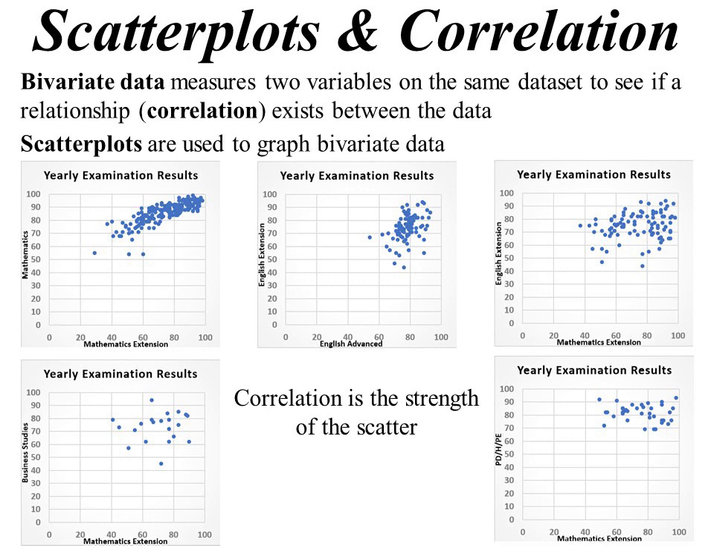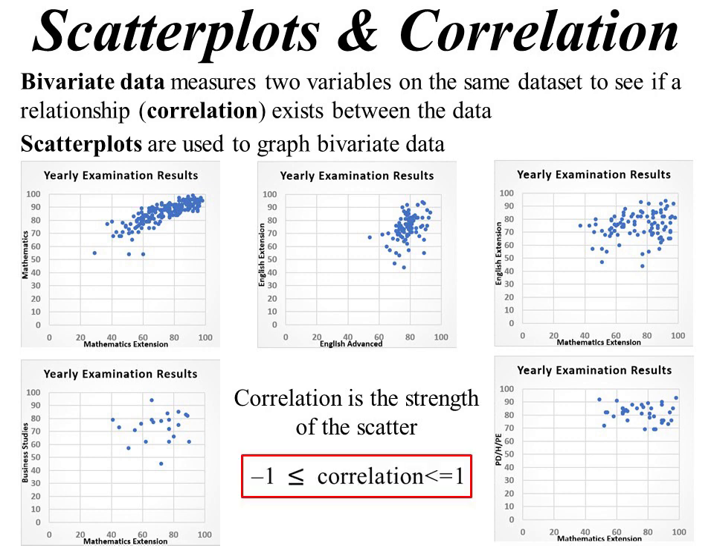Now, what a correlation then is, is the strength of that scatter. And it should lie in between -1 and 1. Right? They always lie in between -1 and 1. Now that first one there, the maths up against maths extension, has a correlation of 0.81, which we would classify as a strong correlation, and we'd sort of expect that.